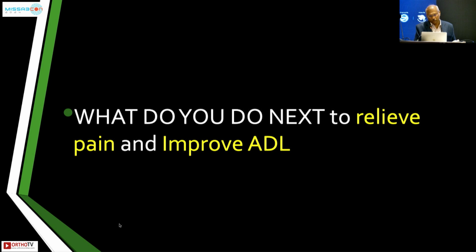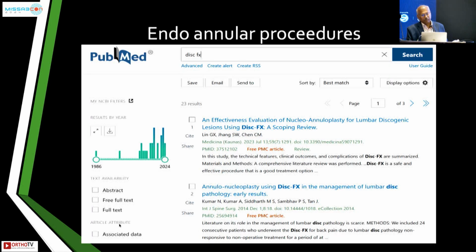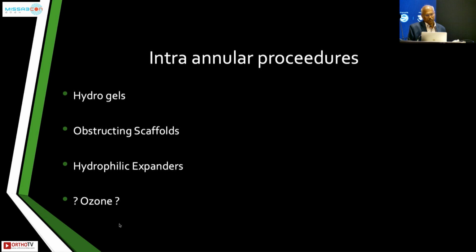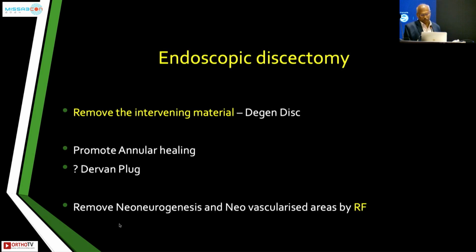What do you do next to relieve the pain and improve the ADL? We have a plethora of surgeries. We have endoannular procedures like discectomies. We have annular repair techniques. We have hydrogels, obstructing scaffolds which obstruct the leak, hydrophilic expanders. Ozone is something which some people talk about. I don't know about it. I have not been convinced to do it. For me, the standalone and the workhorse is transforaminal endoscopic discectomy.